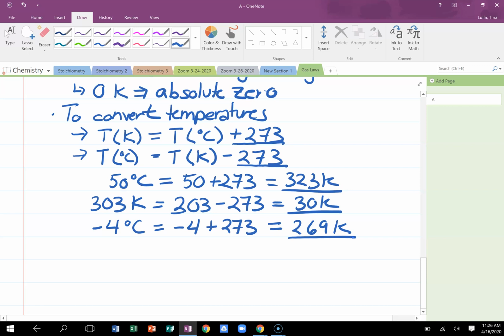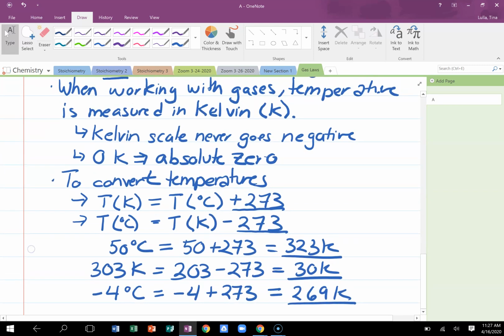Some students say, oh, Ms. Ula, what if they give us Fahrenheit? Well, since we're talking about science, they aren't ever going to give us Fahrenheit because all scientists use the metric system, which is Celsius. So if we needed to convert from Fahrenheit to Kelvin, we would first convert Fahrenheit to Celsius and then Celsius to Kelvin. But you guys don't need to be able to do that because our temperatures will always be given to us in Celsius or in Kelvin.